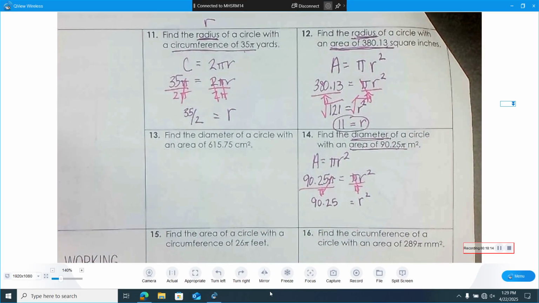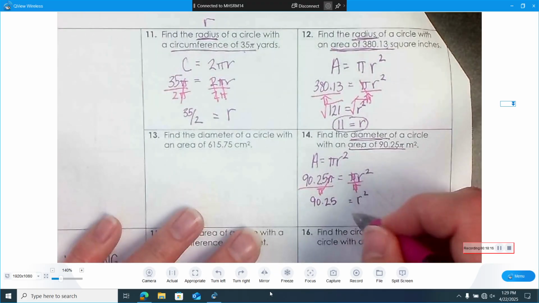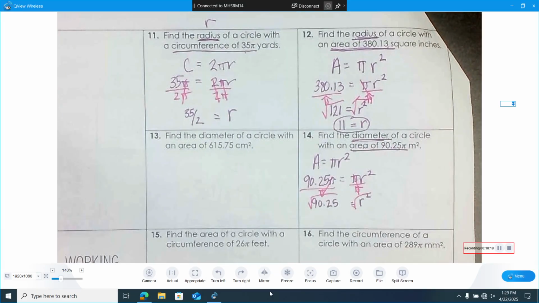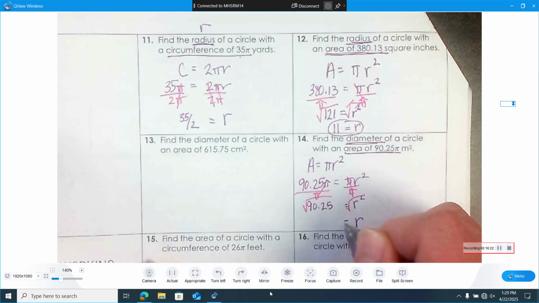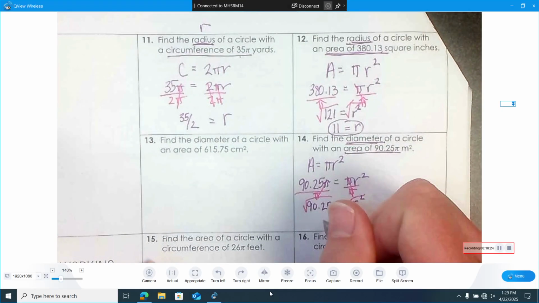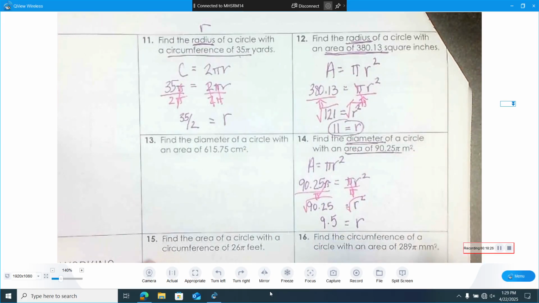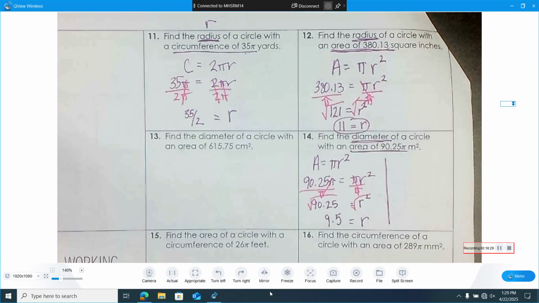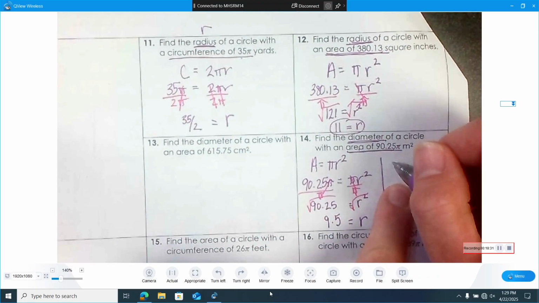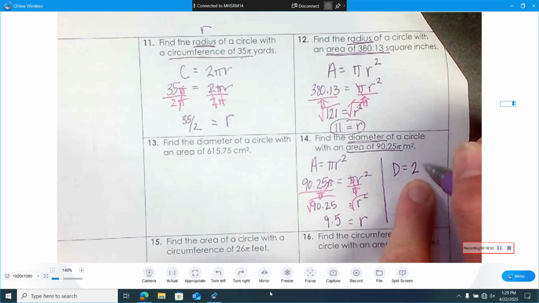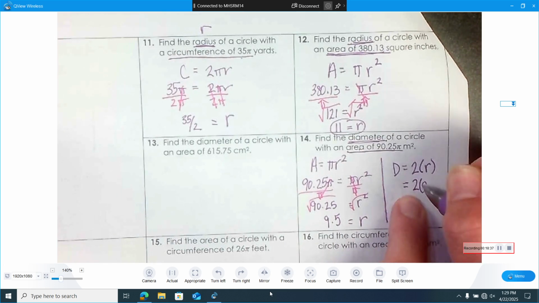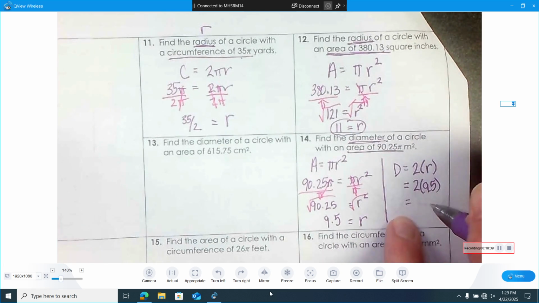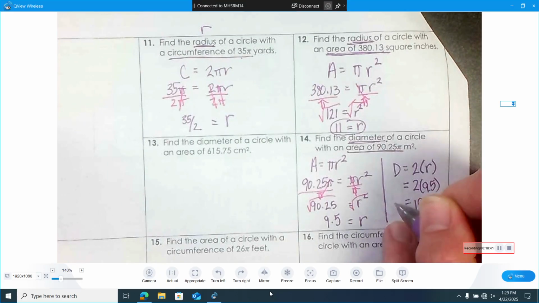And what do we need to do? Square root both sides. And so the radius becomes 9.5. Very good. Now, times 2. Very good, because it really wants the diameter. The diameter is twice the radius. So we need to do twice 9.5, which is 19. Very good.